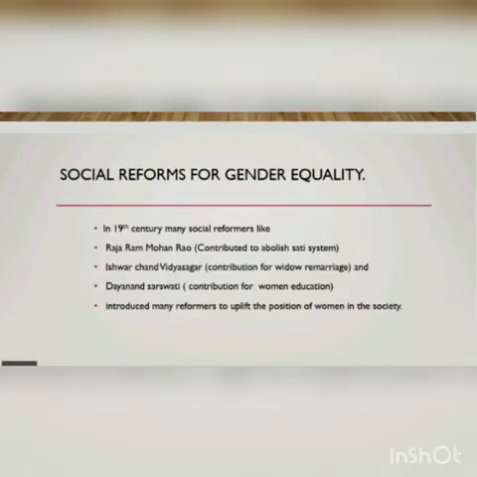In our country, girls are worshipped as Devi, but on the other hand, they are counted as low status or their work is undervalued. So because of that, in the 19th century, many reformers came to the front to improve the social status of women in society, like Raja Ram Mohan Roy, who tried to abolish the sati system, Ishwar Chandra Vidyasagar for widow remarriage, and Dayanand Saraswati for promoting women's education. Likewise, in the 20th century, many reformers came to the front to support women for their empowerment.